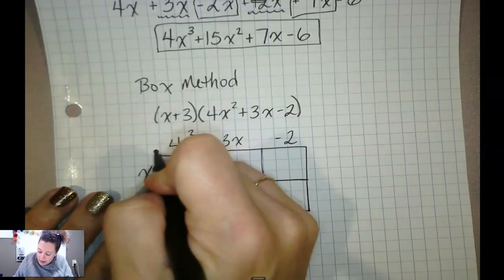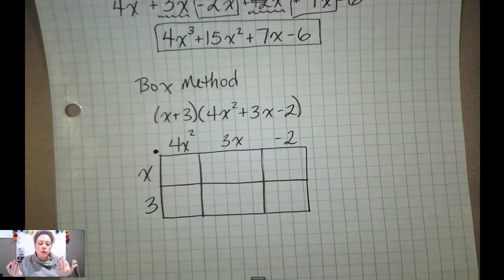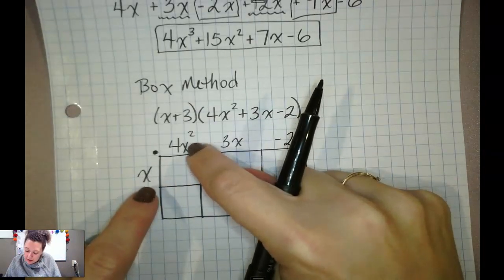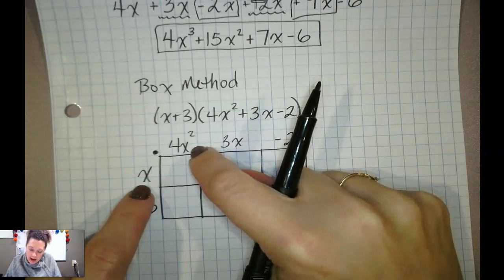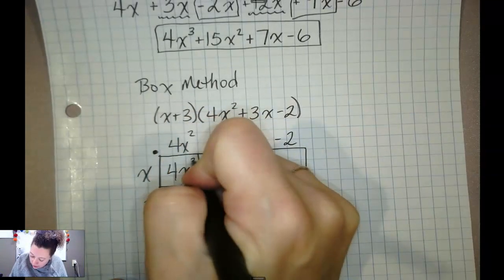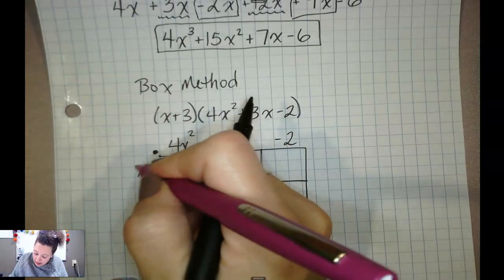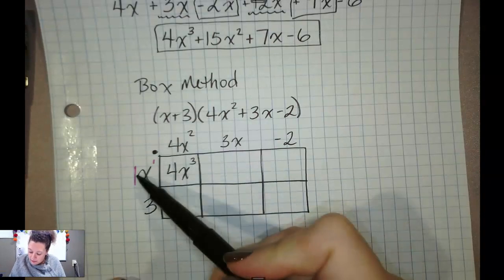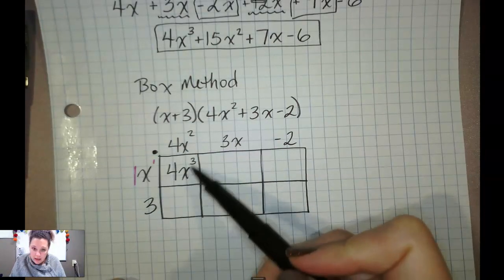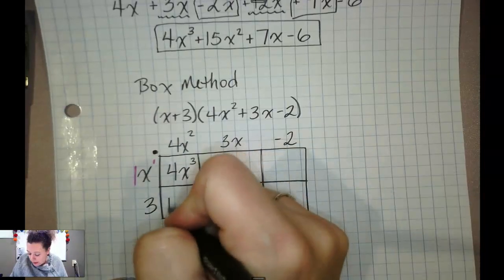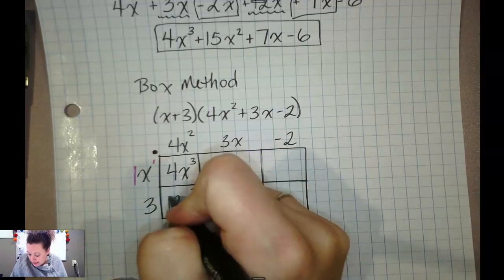And again, remember, when we're using the box method, we are multiplying. Think of it like old school, when you were in elementary school learning the multiplication tables. I'm going to start with 4x squared. I'm going to multiply it by x, and that is going to give me 4x to the 3rd power, because remember, the shy invisible 1 that's here, and that's there too. So 4 times 1 is 4, x squared times x to the 1st power is x cubed. Then I'm going to take 4x squared and multiply it by 3, so I get 12x to the 2nd power.